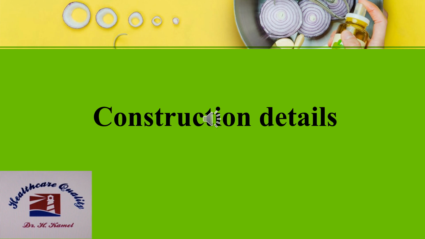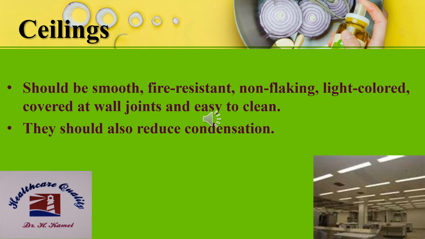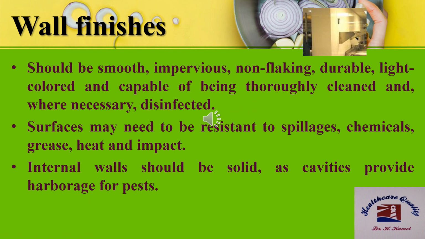Then what are the construction details? Ceilings should be smooth, fire-resistant, non-flaking, light-colored, covered at wall joints, and easy to clean. They should also reduce condensation. Wall finishes should be smooth, impervious, non-flaking, durable, light-colored, and capable of being thoroughly cleaned and, where necessary, disinfected. Surfaces may need to be resistant to spillage, chemicals, grease, heat, and impact. Internal walls should be solid, as cavities provide harborage for pests.